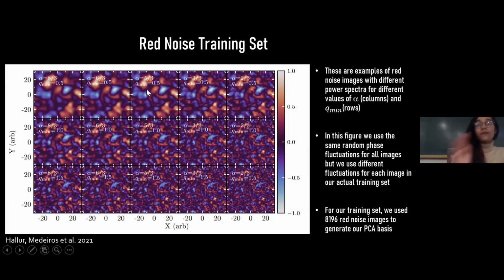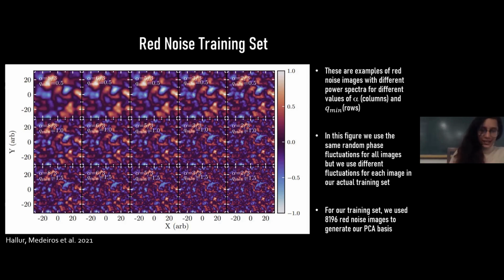Now, each of them has the same phase because I just want to showcase how the size decreases. But for my algorithm itself, I pick just one of these parameters and I make thousands of these with random phase fluctuations. We used around 8,000 for this, so we get thousands of randomly generated images, but the size of these blobs is broadly consistent with my power spectrum. To repeat, I take one of these images, I keep giving it random phase fluctuations for about 8,000 images, and I input it in my PCA algorithm.